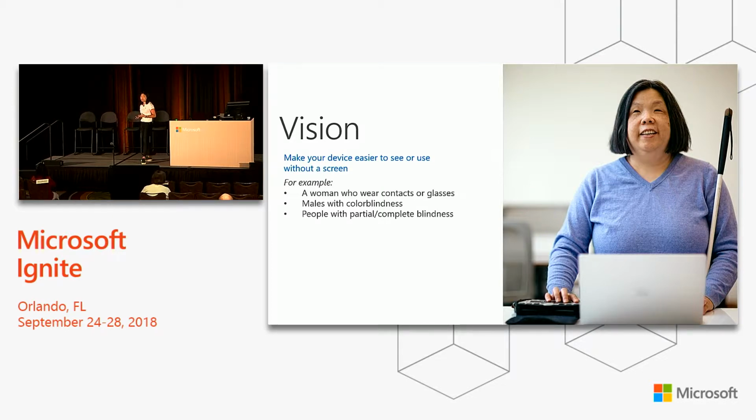For vision accessibility, it's all about making your device easier to see or use without a screen. You could be someone like myself who wears contacts or glasses and sometimes may just want the text to be a little bit bigger to make it easier to see. Or you could be one of the 1 in 12 males that are affected by color blindness. We know that in the day-to-day, in the workplace, there's a lot of information that comes through with red-green conditional formatting, and that can be quite inaccessible to someone who has red-green color blindness.